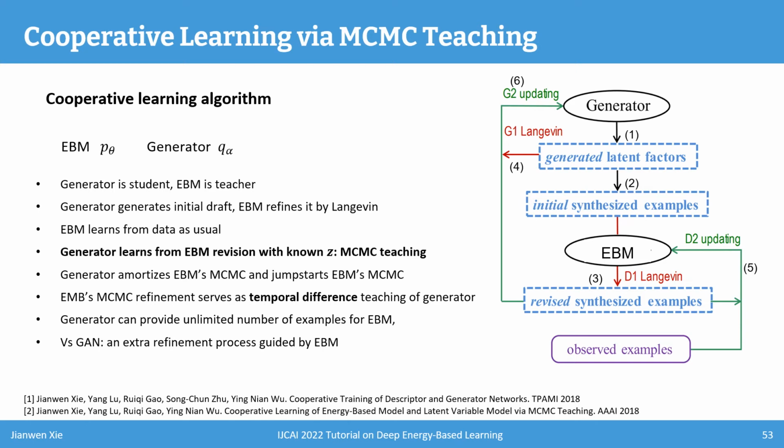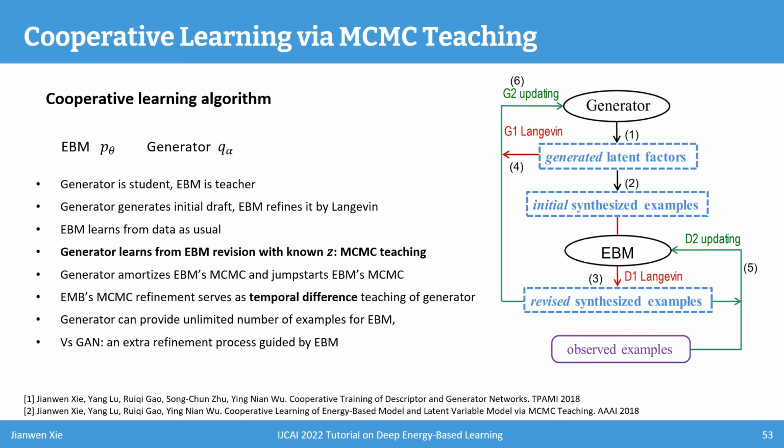Specifically, we have the following steps in the cooperative learning algorithm. Please look at the diagram on your right-hand side. In step 1, we first generate latent factors from Gaussian distribution. In step 2, we then generate the initial synthesized examples using the generator. These initial examples can be obtained by direct ancestral sampling by a top-down process with the generative latent factors.